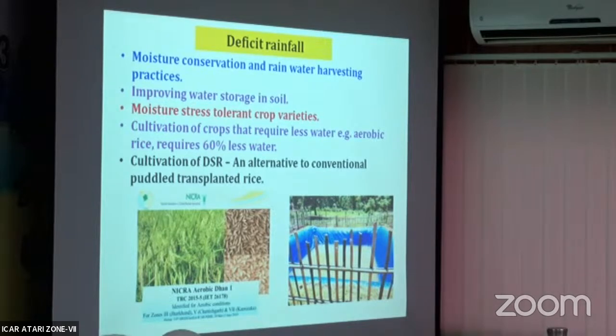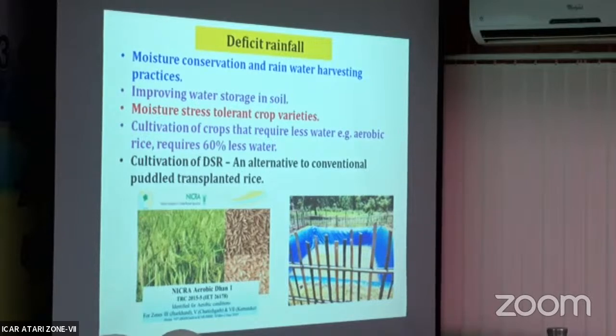We have developed one aerobic rice variety from our center, Nikra Aerobic Dhanwa. It was recommended by the Central Variety Release Committee for three zones: Chhattisgarh, Uttarakhand, Karnataka and Jharkhand. But this is the CVRC recommendation, and we have not tested it here in Tripura. I urge the KVKs to do it on a pilot basis, to see how Nikra Aerobic Dhanwa performs.